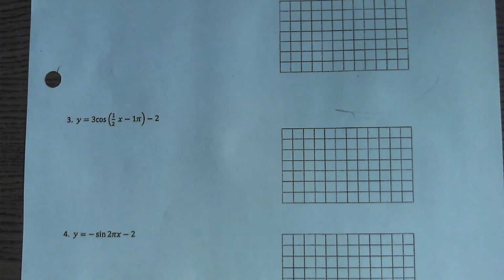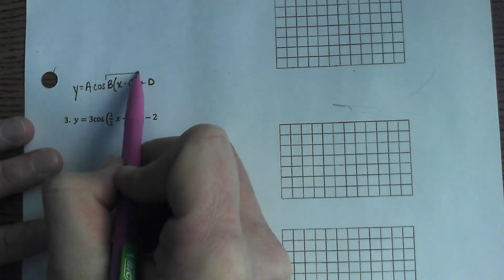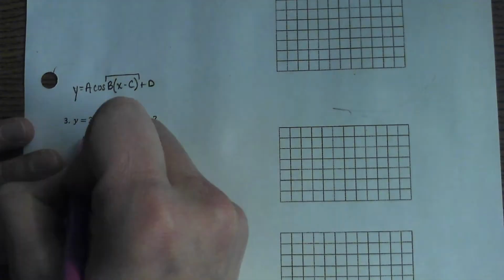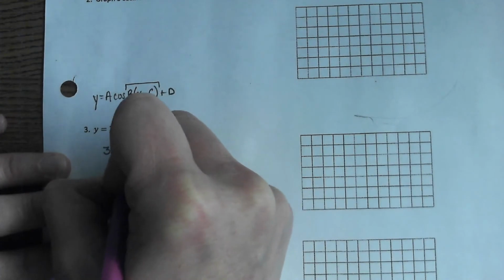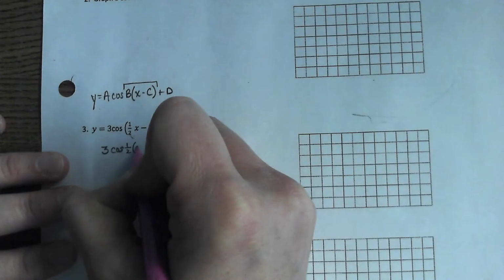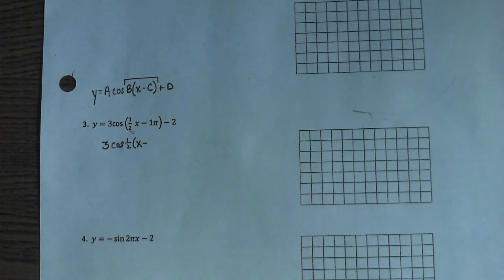3 gets tricky. Okay, our format is this: A cosine B parentheses x minus C plus D. Here's the first tricky part. Your parentheses have to start with x. This parenthesis does not start with x, it's starting with a half of an x. We have to factor out that number. So we have to pull out a 1/2 in front of the set of parentheses so that it's x minus, and what is 1 pi divided by a half?